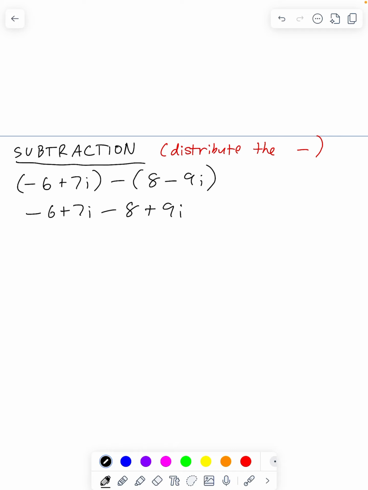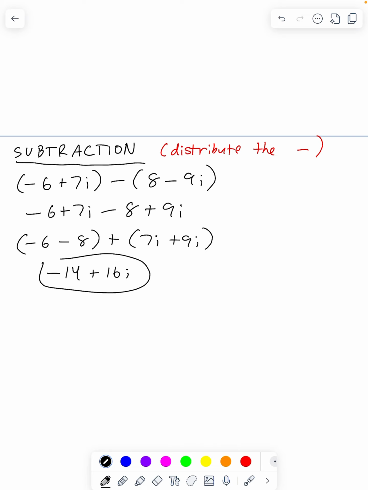Now we can combine like terms again. So we have the -6 minus 8 for the real part. Then we have the 7i plus 9i for the imaginary part. -6 minus 8 gives us -14, and then for the imaginary part, 7 plus 9 gives us 16i. So this is the answer for the subtraction of these two complex numbers.